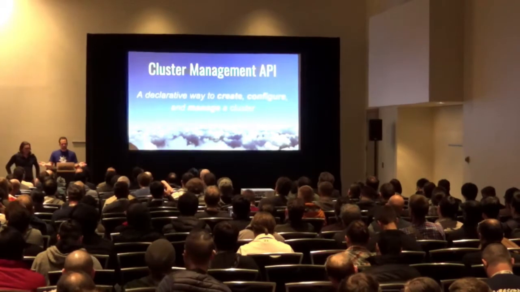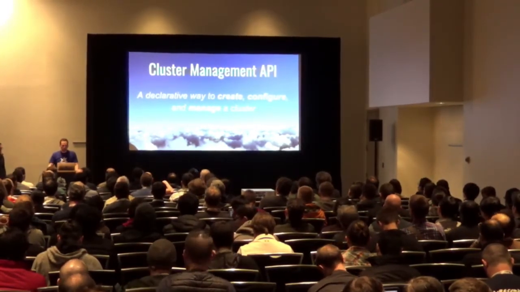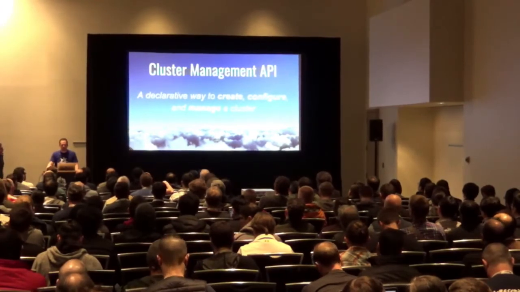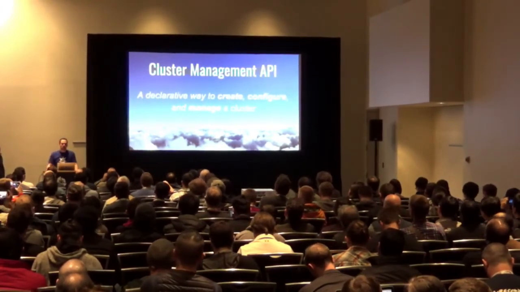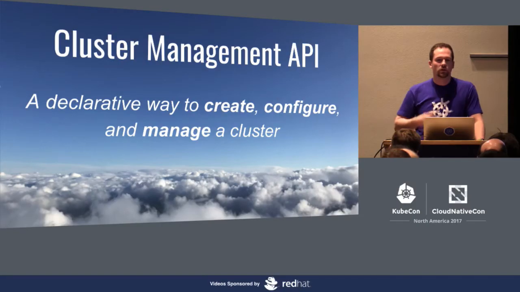So what's next? The cluster management API. As we set up at the beginning of this talk, the cluster management API is a declarative way to create, configure, and manage your cluster. I think Kris mentioned this, but it's not called SIG cluster creation. Creating a cluster is relatively easy. There are more than 40 getting started guides linked from the official Kubernetes documentation. There were a number of them mentioned on an earlier slide.